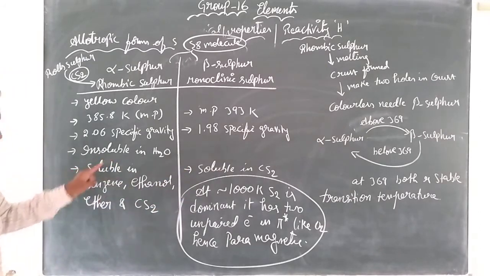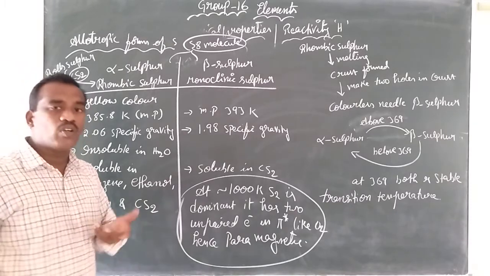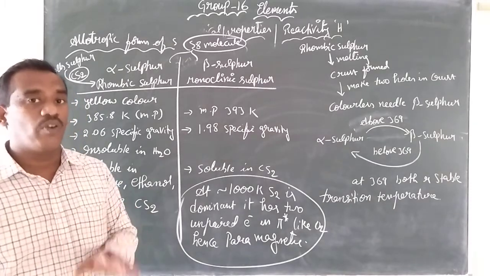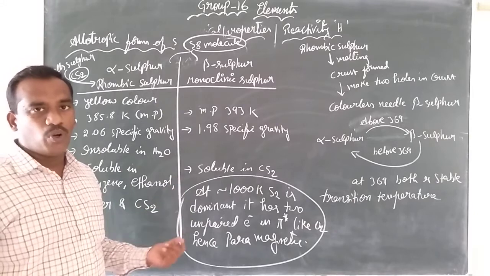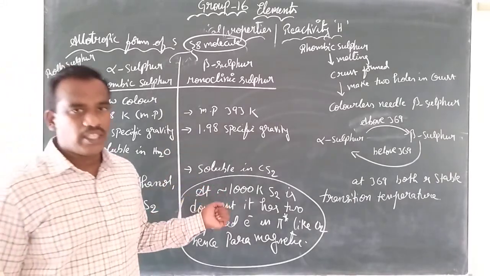So out of these solvents, any of the solvents can be questioned. Like they'll ask, which allotrope of sulfur is soluble in the following? Then you must remember rhombic sulfur, because monoclinic is soluble only in carbon disulfide.